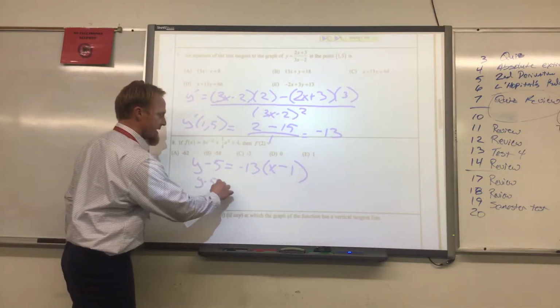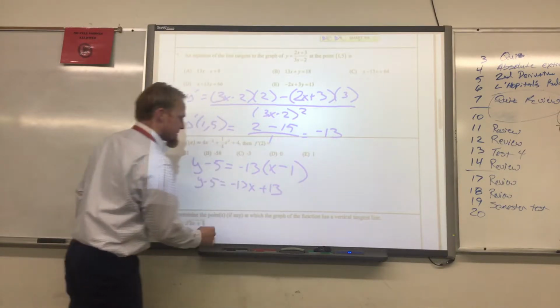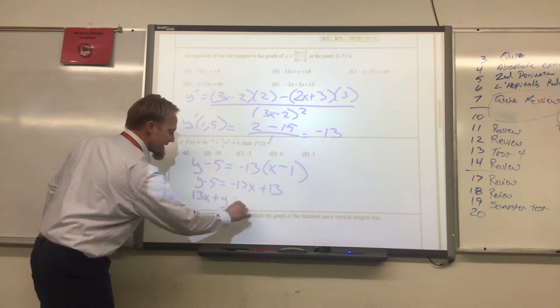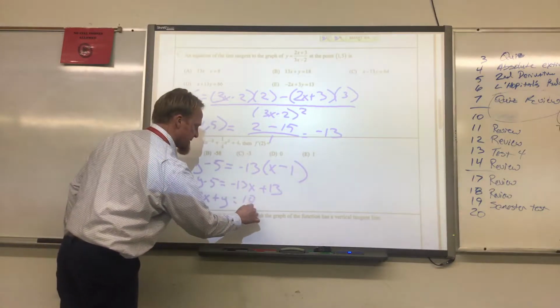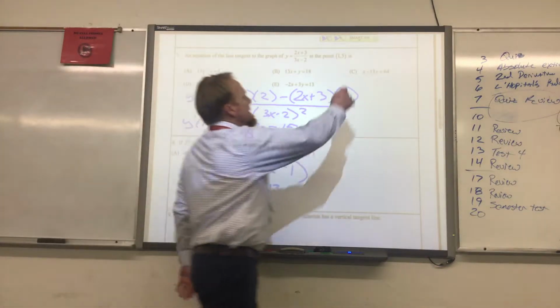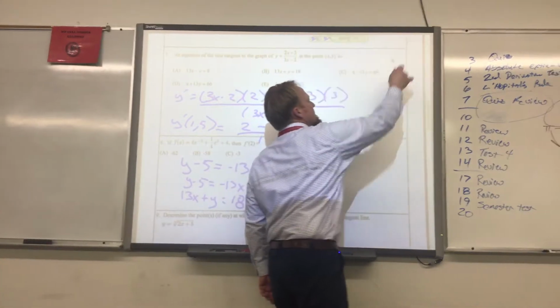So y minus 5 equals negative 13x plus 13. Move the 13x over. Plus y. Move the 5 over. I have 13x plus y equals 18, which gives me answer choice B. All right.